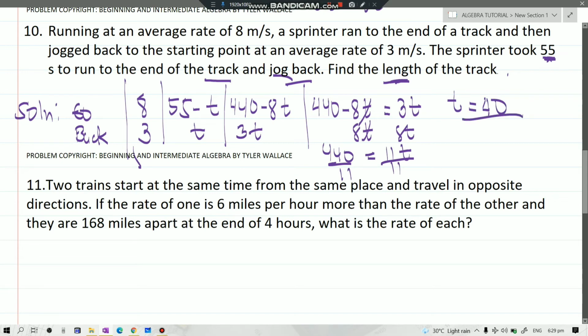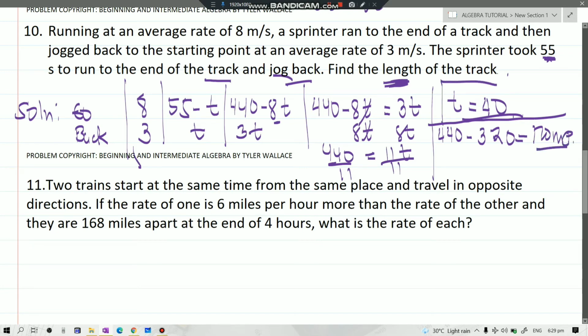Okay? Then, itong 40, since length ang hinahanap, so try mong i-evaluate ka equation 1. So, we have 440 minus 320. Kasi 40 times 8. So, we have 120 meter. Okay? 120 meter. And you evaluate this 40 into second equation 3t, 120 rin yung ibibigay niyang sagot.